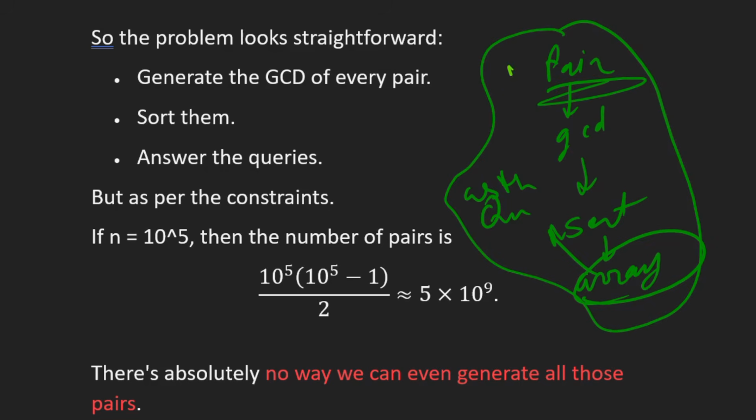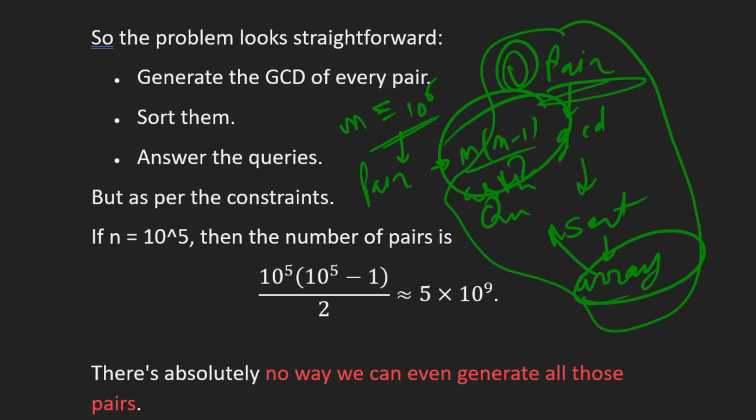But the first thing is generating the pairs. Here the nums length n is less than or equal to 10^5. The total number of pairs is n times (n minus 1) divided by 2. So for n equal to 10^5, the total pairs are about 5 times 10^9, right?